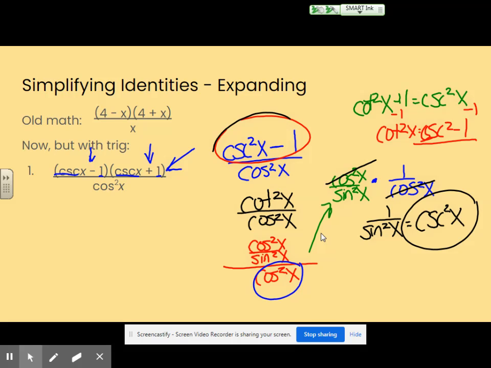I think it's pretty amazing that a long, kind of ugly expression like what we started with reduces all the way down to just cosecant squared. So that was fun. Let's try another.